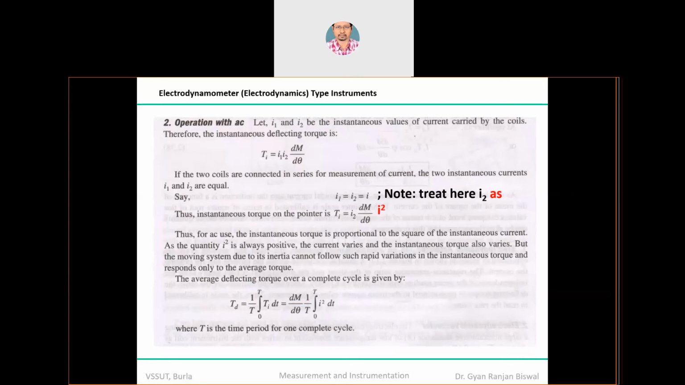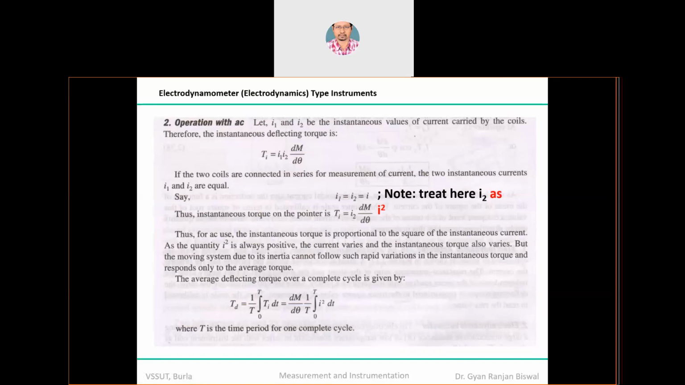Remember, because it is i square, it will always give a positive value, whether the current is increasing or decreasing. So the current varies and the instantaneous torque is also varying. But as far as the moving system is concerned, due to inertia, it cannot follow such a rapid change. What is inertia? Whenever a physical or mechanical body experiences a torque, it has an inertia, and inertia cannot change as rapidly as the current is changing.